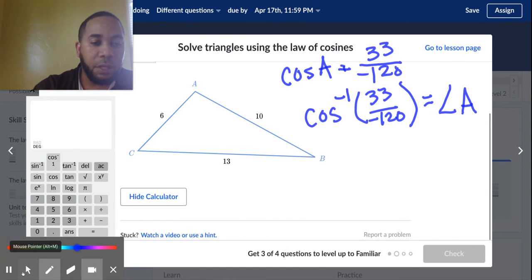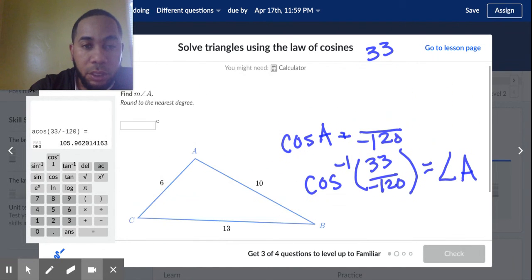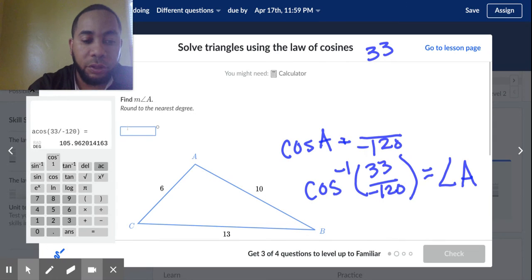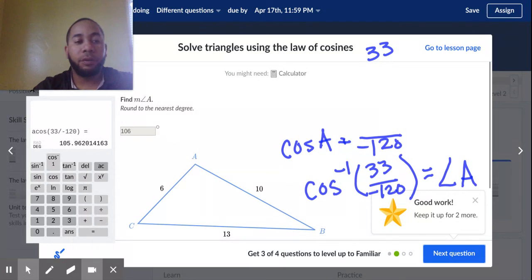So let's go ahead and type that into our calculator. Let's go ahead and go inverse, the arc cosine, sometimes called, 33 over a little negative 120. And what's that going to equal? And that's going to equal about 105.96 degrees. And they want us in the nearest degree, so we're going to say 106 degrees. And there you go. I mean, that's all we got.